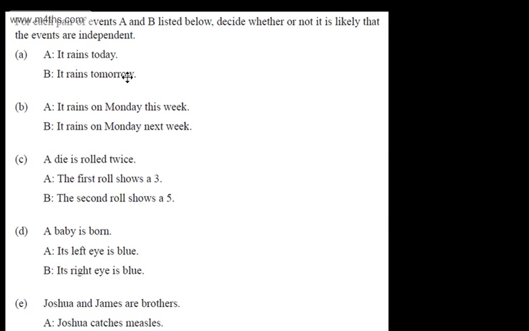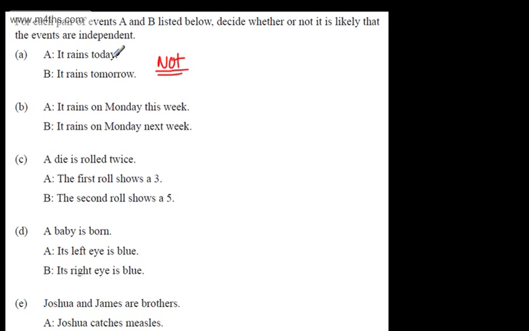Okay, let's work through some examples and look at possible independent and non-independent or dependent events. It says for each pair of events, A and B listed below, decide whether or not it's likely that the events are independent. So A and B: it rains today, it rains tomorrow. What we're looking at now is, does the outcome of one of these events influence the outcome of the next? If it's raining today, the probability of it raining tomorrow will generally increase. So we would say that these are not independent.